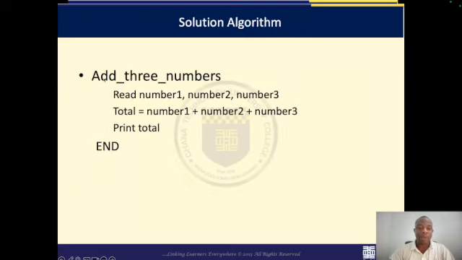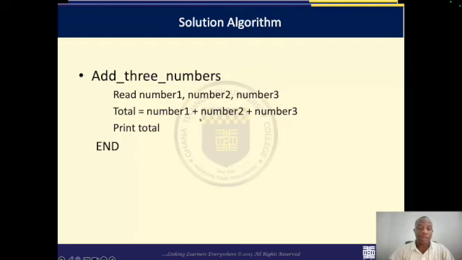So you see that our algorithm has a name, add three numbers, and then it has an end, the keyword end. And then the first one is we are reading, but we are not reading three numbers like we wrote earlier in the example where we're just using English to write our algorithm. We are reading number 1, number 2, and number 3. These are the variables that represent the numbers that we are going to receive.